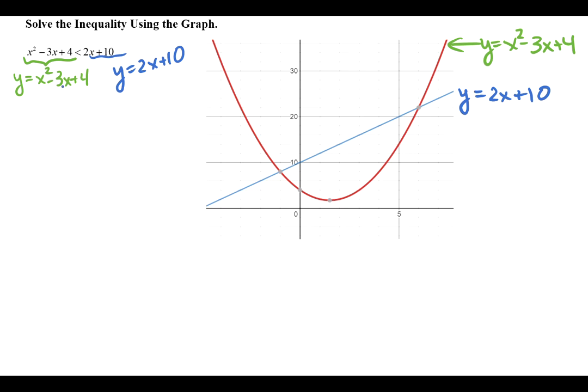So because of the inequality symbol here, which is a less than, we want to know when is this graph, the parabola, underneath the line. Okay, so when is the parabola underneath? Because of the less than, we want to know when is it underneath. So looking at that, that would be this region of the graph. Just a single region, an interval of numbers. But we need to look for the intersection points.